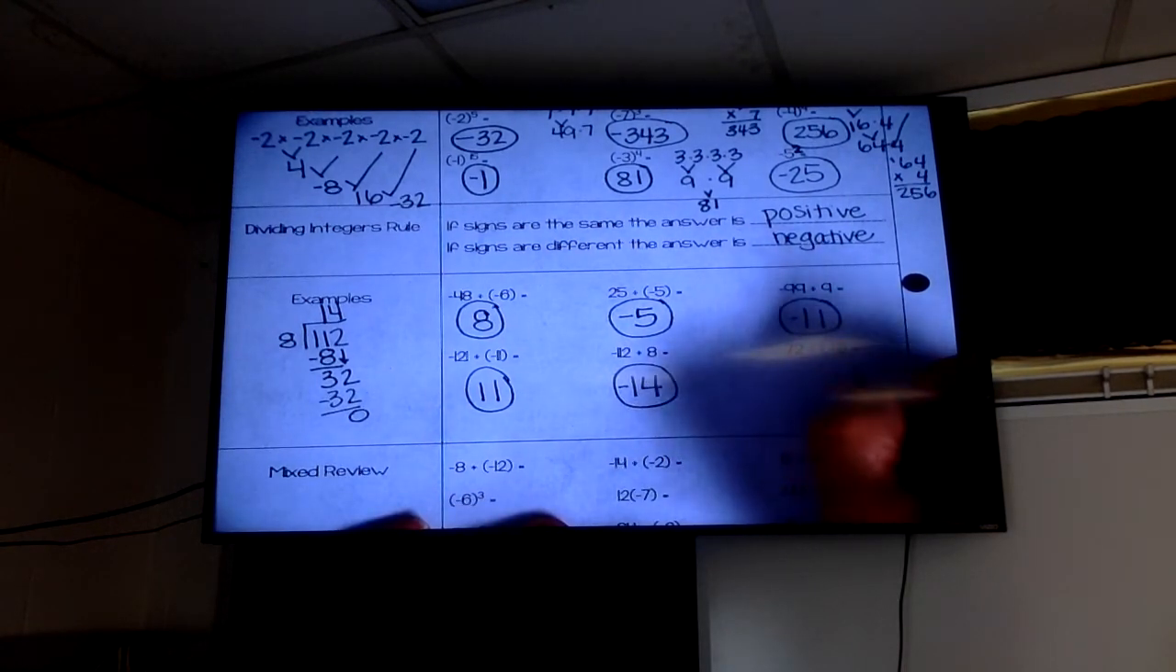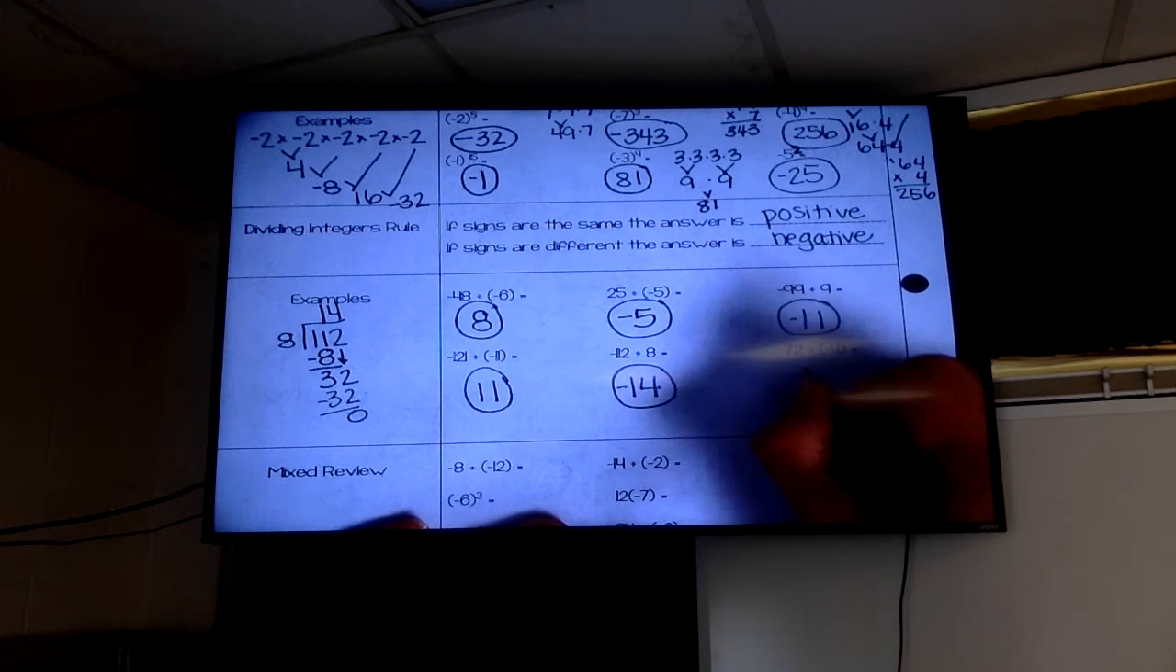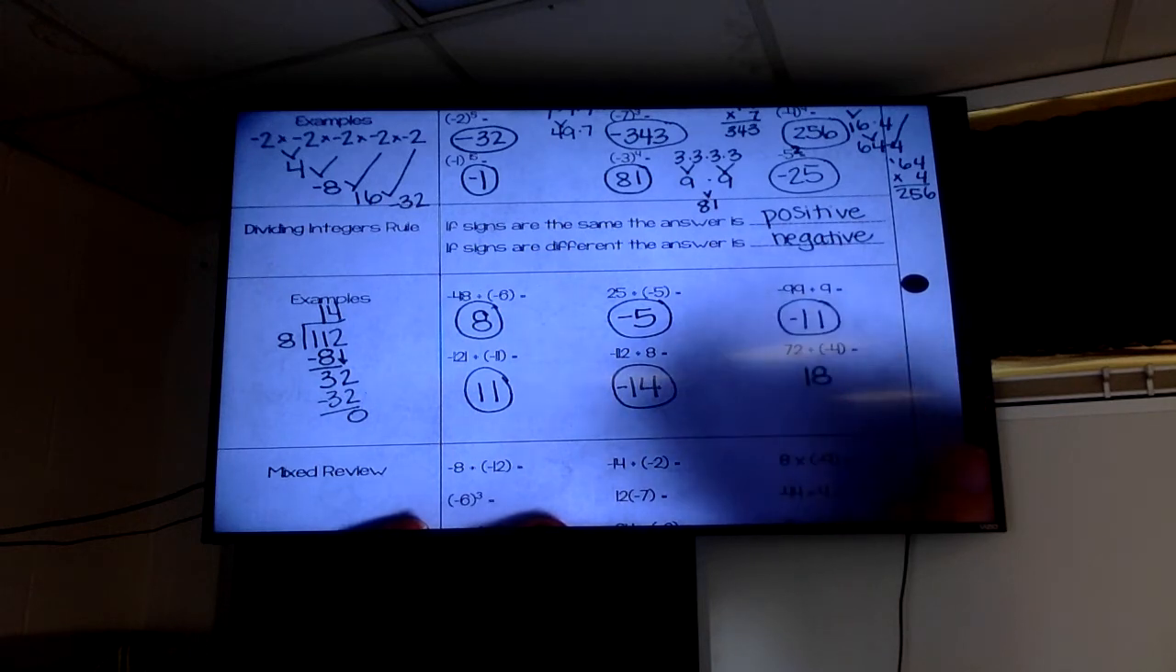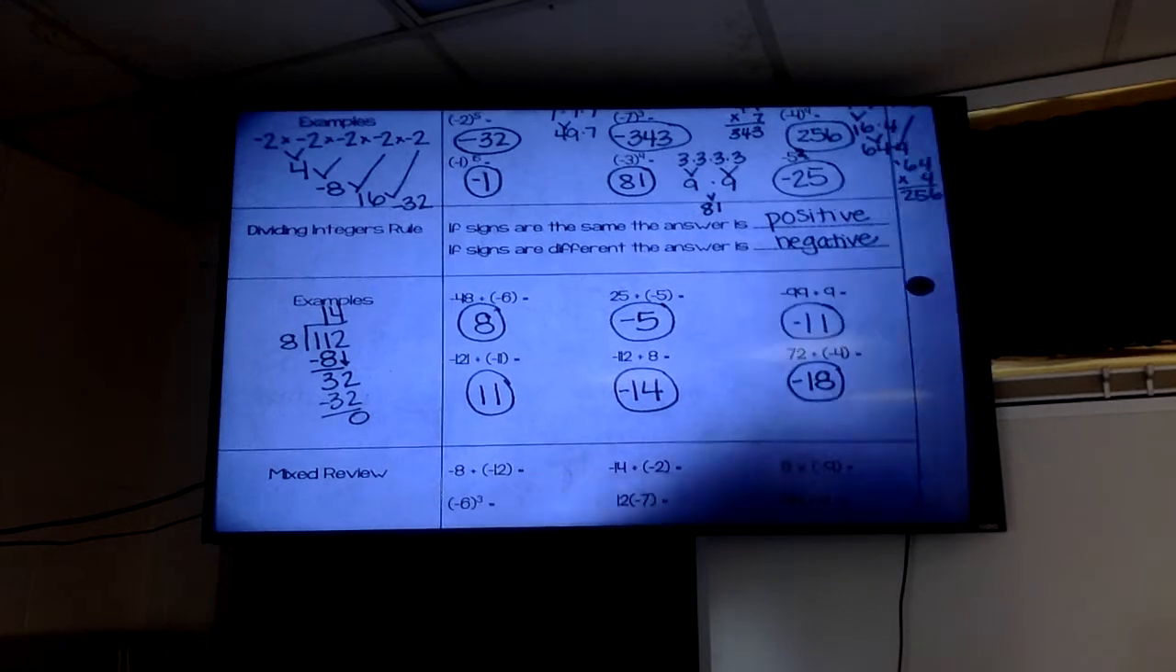And finally, I have 72 divided by 4. Okay, 72 divided by 4 is 18. And then my signs are different, and different means that the answer will be negative, so negative 18.